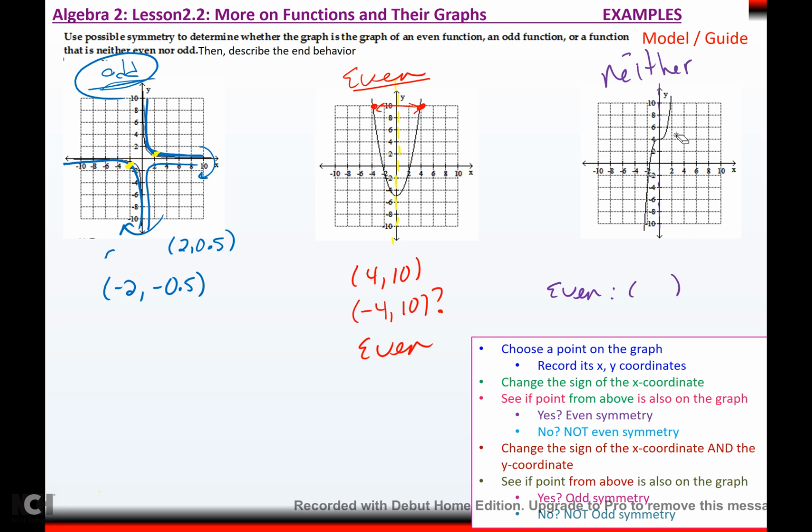How about I pick (2, 10), it looks close to 10. If I pick (2, 10) and I want to check for even, I would change the sign of x and see if it's on the graph. (-2, 10). No, that's not on the graph, so it's not even. If it's odd, I'm going to change both signs, so I'd have (-2, -10). And if I tried to graph that, (-2, -10), close, but not, so it's not odd, which means it's neither.